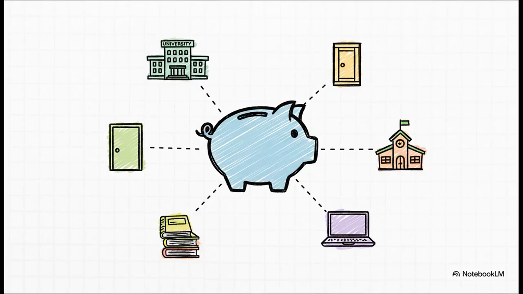And a 529 plan is so incredibly flexible because it's designed for the real cost of being a student. It's not just tuition. You can use that money for all the essentials like room and board, books, supplies, and even that new laptop you need for class. That flexibility makes it one of the best savings tools out there.